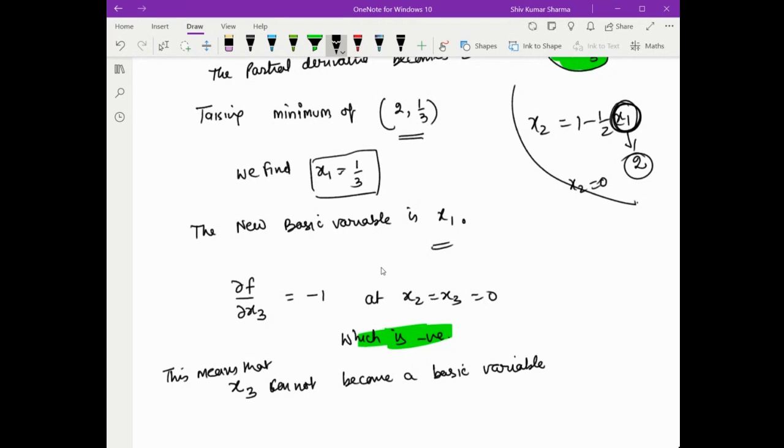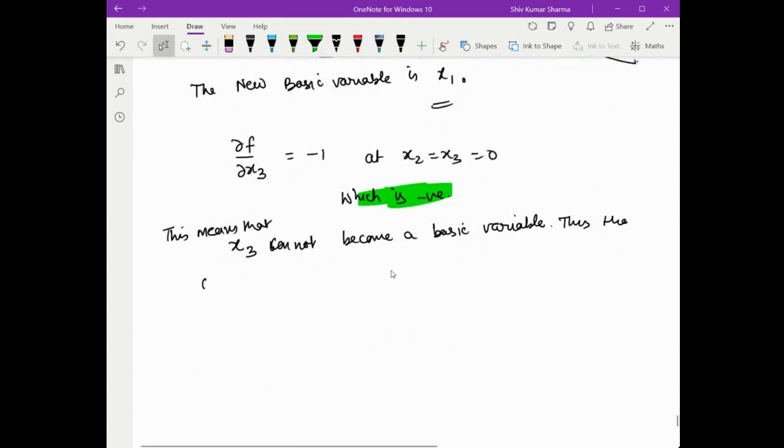So we have only three variables in total, x1, x2, and x3. We take two variables already in the basic, that means x1 and x2. x3 cannot be taken in the basic variable, so that means our problem is solved. The optimal solution has been obtained.